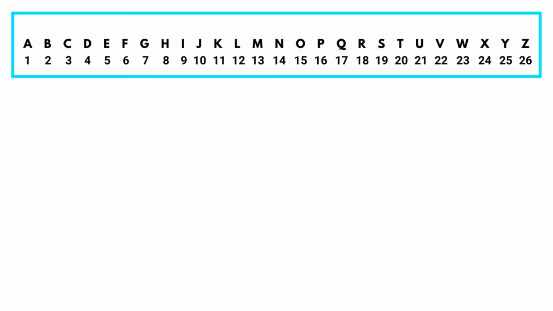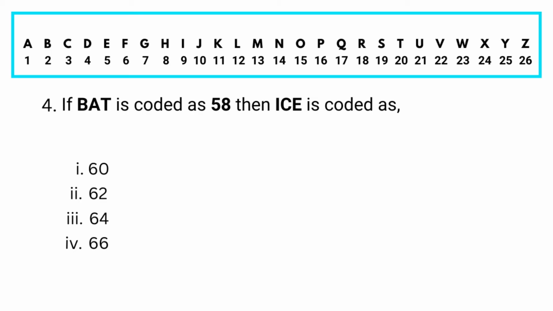Alright, let's go back to the topic and this is our next problem. If bat is coded as 58, then ice is coded as. Let's take the word and write down the positions. B is 2, A is 1 and T is 20. We add this together and we get 23. But we can't see any relationship between 58 and 23. So it seems there should be another way.